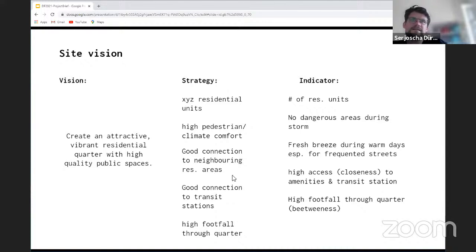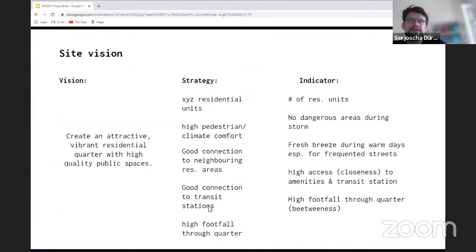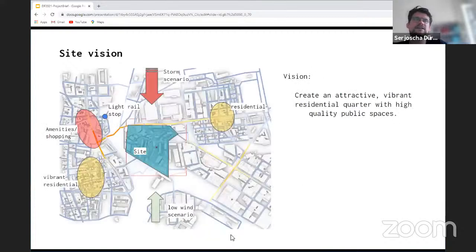And if you look back, this is the challenge here, right? Because it's a sandwich between industrial areas and separated from the other residential areas by rail tracks and a bigger street and so on. Then we want, of course, a good connection to the transit station, that one there, and high footfall through the quarter, which also means that it's integrated when people go from one area to the other. This would also help to activate the space, and it's something we can measure.